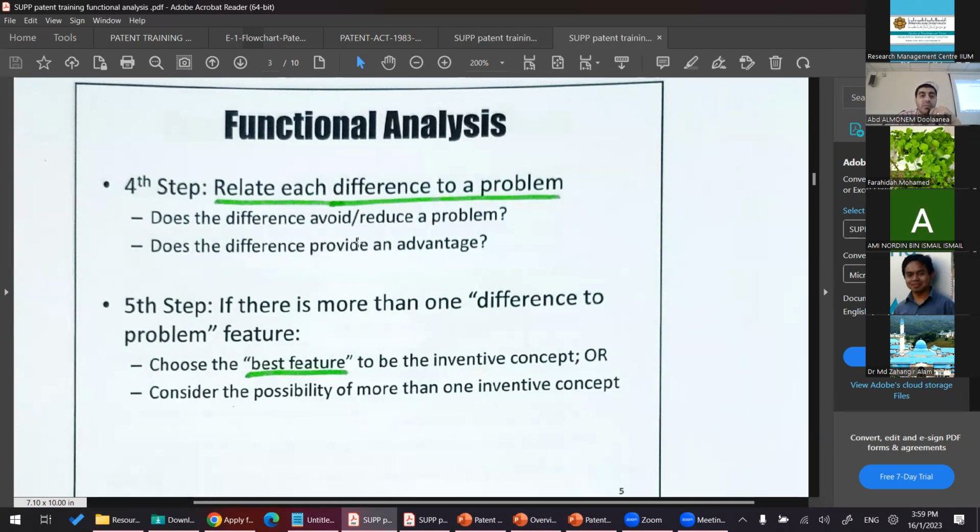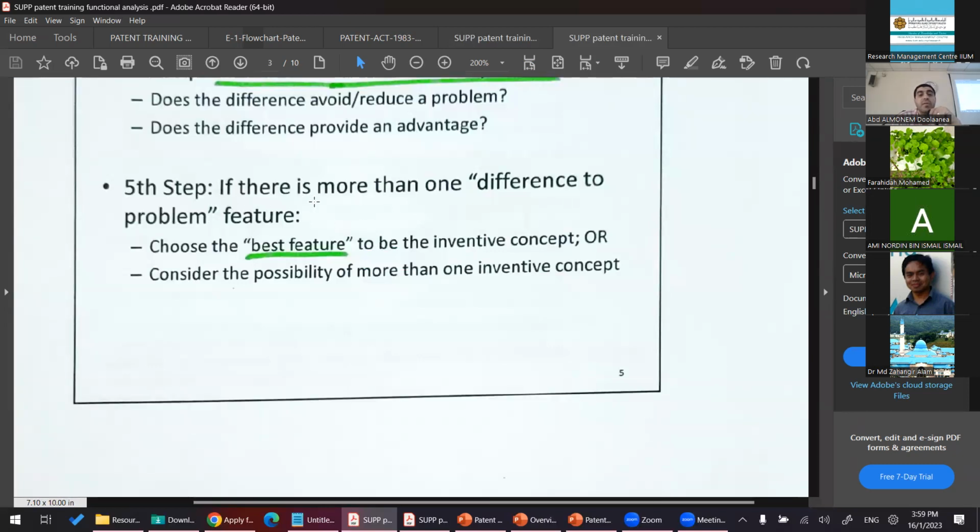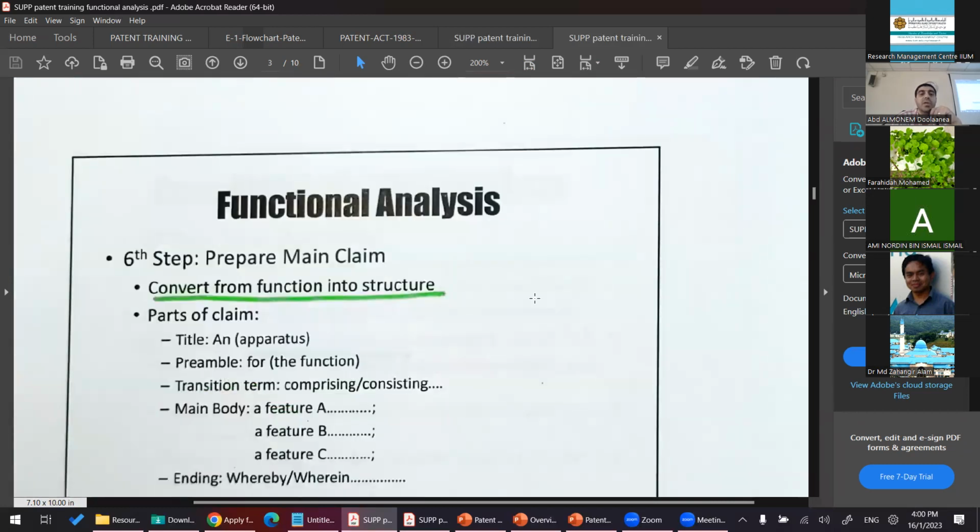So here, we need to find something in our additional feature. Then, if there is more than one difference to problem feature, choose the best feature to be the inventive concept, or consider the possibility of more than one inventive concept. So try to find what is the best one to be considered as inventive in your application. Because at the end, you write a 10 pages application with several claims, but at the end there is a small feature that really is your invention, not everything.